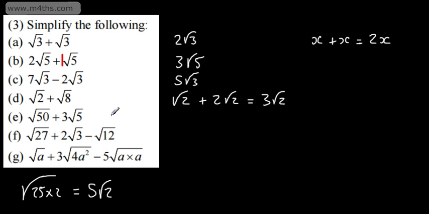We can't do any further manipulation, so we'd simply write this now as 5 root 2 plus 3 root 5. It's important to understand that we can't combine these. These are both prime numbers. We're not going to simplify further. Okay, let's look at this one here.